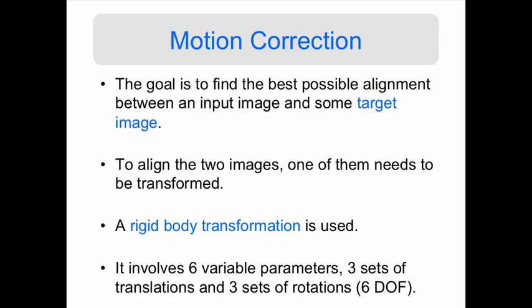Now a rigid body transformation assumes that the shape and the size of the brain is static across the different time points. The only thing that changes is its position. And so while that might not technically be true, it's probably a good enough approximation, and it seems to work pretty well in performing motion correction.